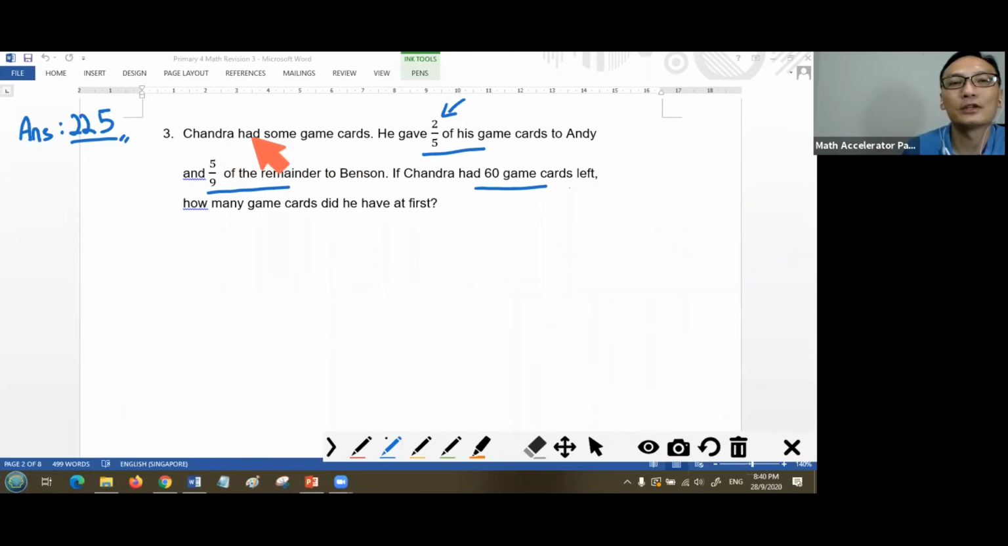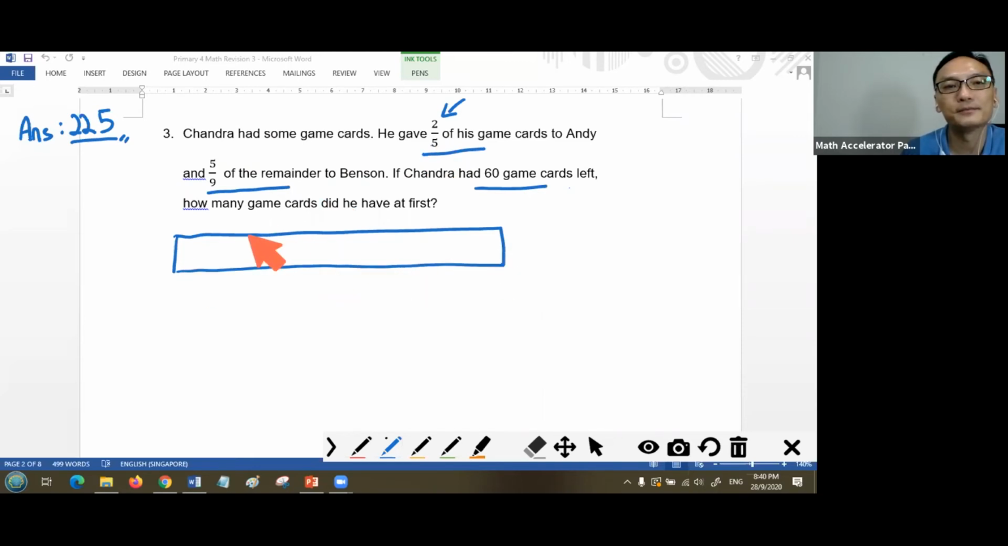So Chandra has some game cards. Okay, based on this fraction, we're able to draw 5 units. Right, the denominator says 5, so we draw 5 units. 1, 2, 3, 4, 5, right? So just follow along, Kai Xian. I'm sure you're able to solve this. So our 5 units, 2 units belongs to Andy. He gave 2 units to Andy. So these 2 units you give to Andy.